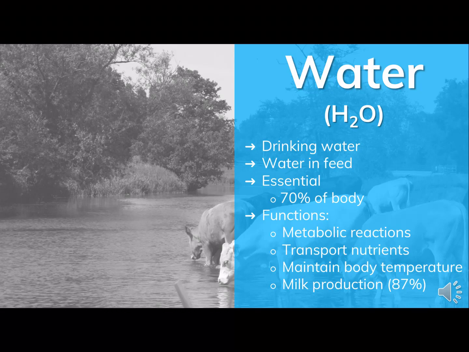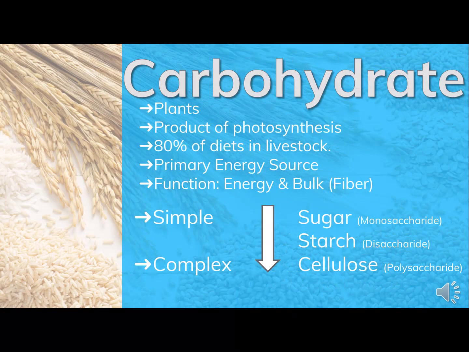So very important that this is taken care of in our livestock. Carbohydrates that are consumed by animals are going to be plant-based. They're usually a product of photosynthesis of some type. We're going to see them come in both simple and complex form. However, the sugar, starch, and fiber or cellulose formats of carbohydrates we're going to see in animals are not quite the same as what we think of as carbs in humans.